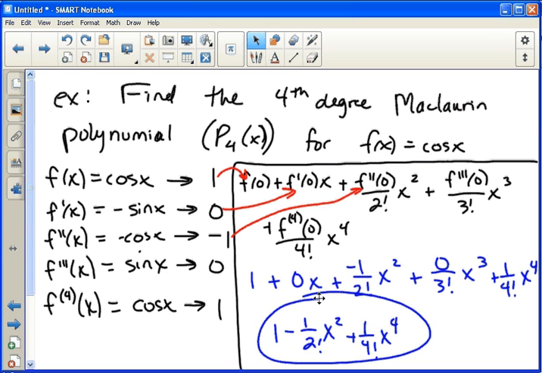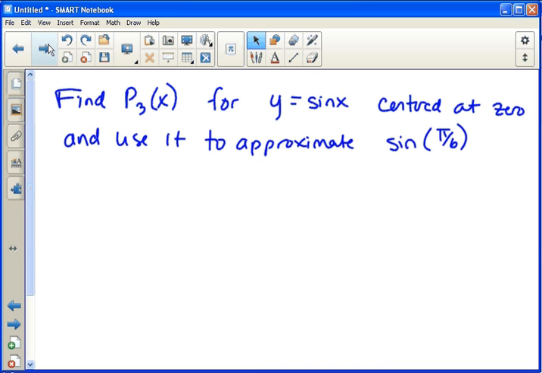Okay, second example. Find the third degree polynomial for y equals sine of x centered at 0 and use it to approximate sine of pi over 6. So there's two things we're being asked to do. First, do exactly what we did in the first example, and that's find a Taylor polynomial, again centered at 0, so this could be called a Maclaurin polynomial. And then the second thing is take that answer we get and approximate sine of pi over 6. So basically we will plug pi over 6 into our final answer.